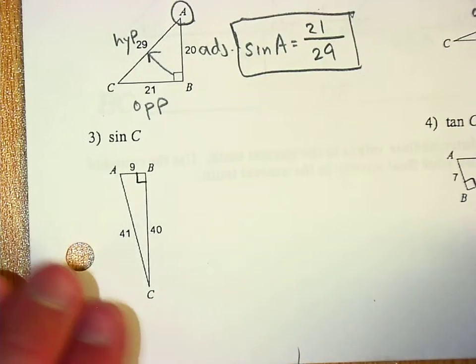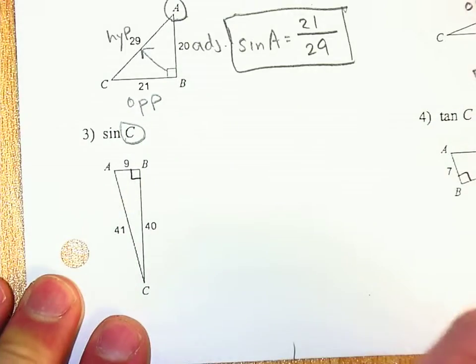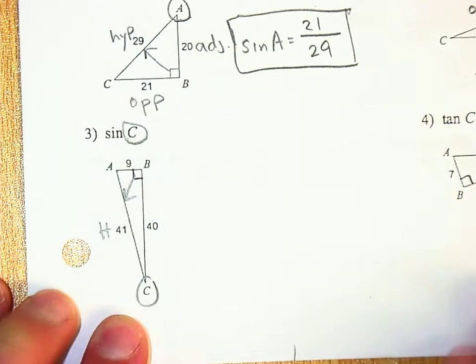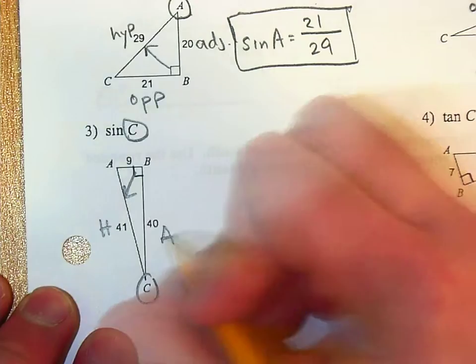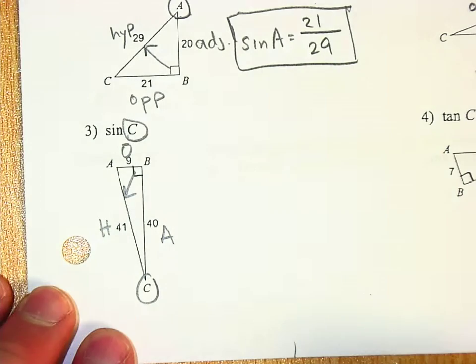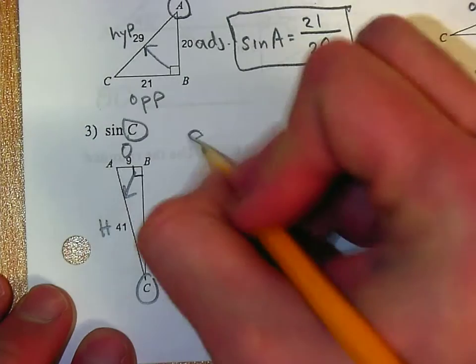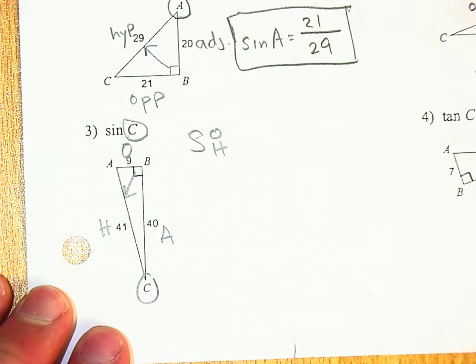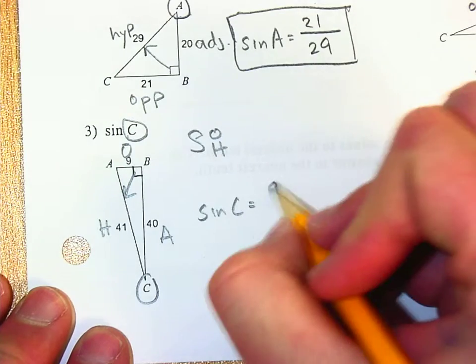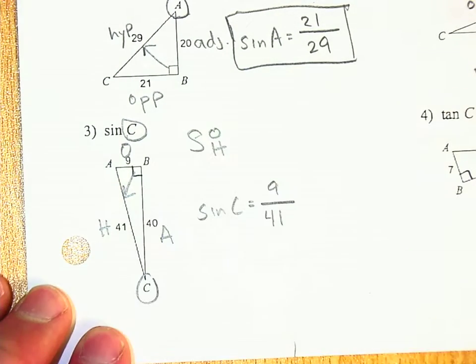We're really moving through these now. We want sine C. Well, C's down here. There's my hypotenuse. The one next to C is adjacent, and across from it is the opposite. Well, we know that sine is opposite over hypotenuse, so the sine of angle C is 9 over 41.